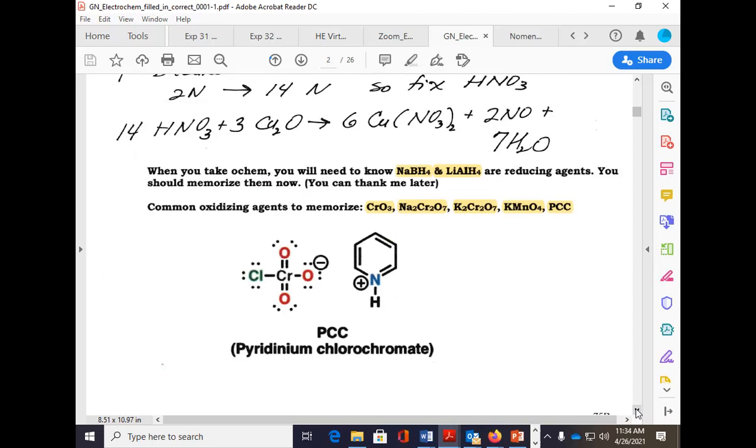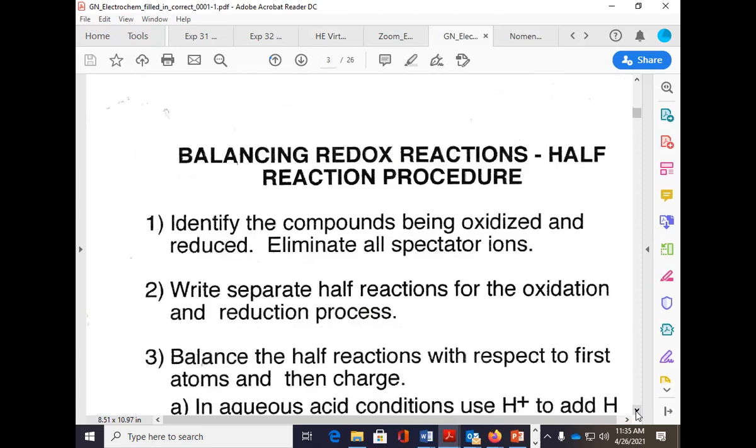Does anyone need more time copying that down? Okay, so I don't know if this is in yours because I found it later, but these are all the steps, because some people like to have everything explained. So here's all the steps. Identify the compounds being oxidized and reduced, eliminate all spectator ions. I'll give you some time to copy this down.